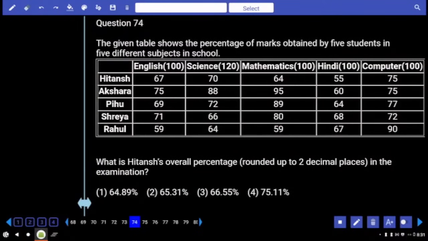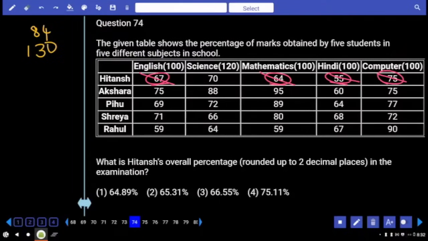Hitansh is the first guy. 100, 100, 100, 100, all are same, but he got 70% in 120. See, the given values are not number of marks, they are percentage of marks. So 70% of 120 is 84, and rest all numbers are with respect to 100 marks. So percentage and number both are same. 55, 75, 130. Let me write 130 for calculation purpose.